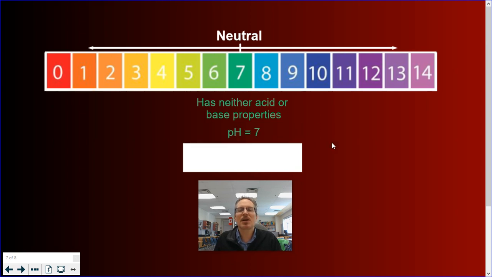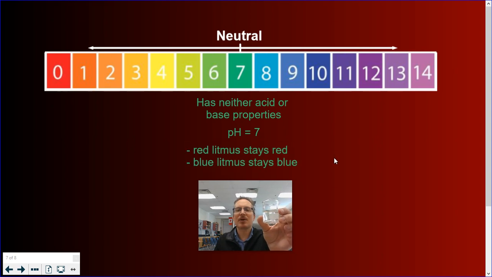So this only occurs when we have a pH of 7, and you already know a perfect example of this, and that would be distilled water. So I have some distilled water here, and what I want to do is prove to you that in distilled water, red litmus paper will not move. It will stay red, and blue litmus paper will also not move, it will stay blue.